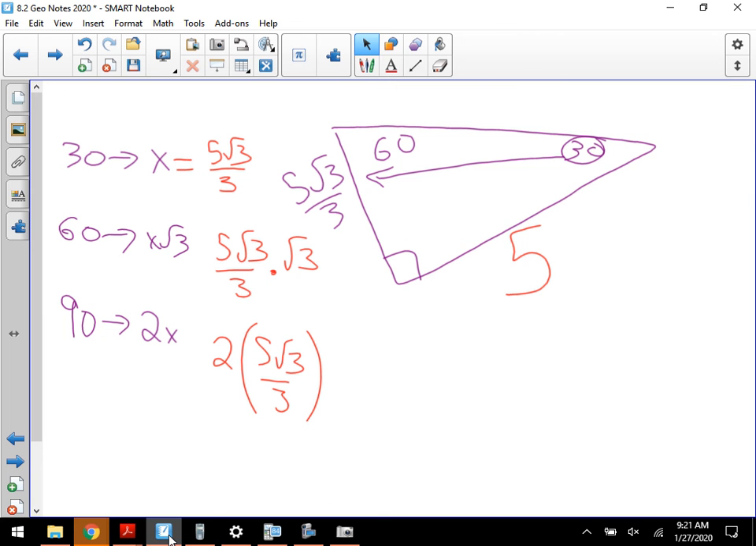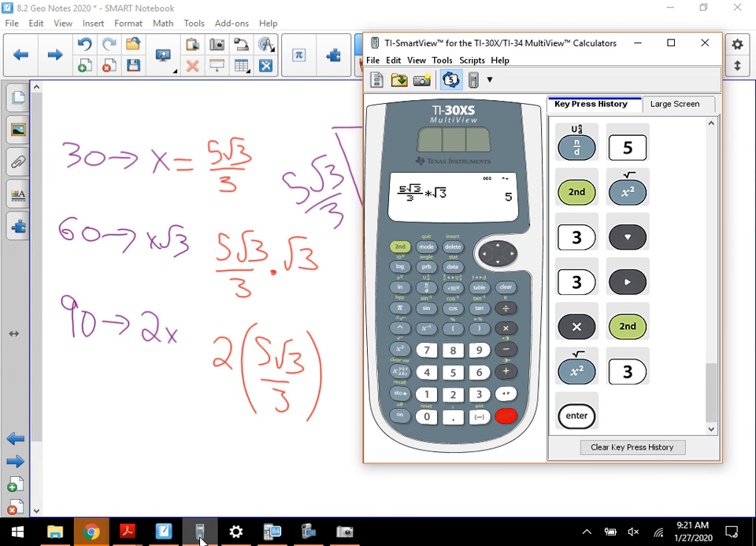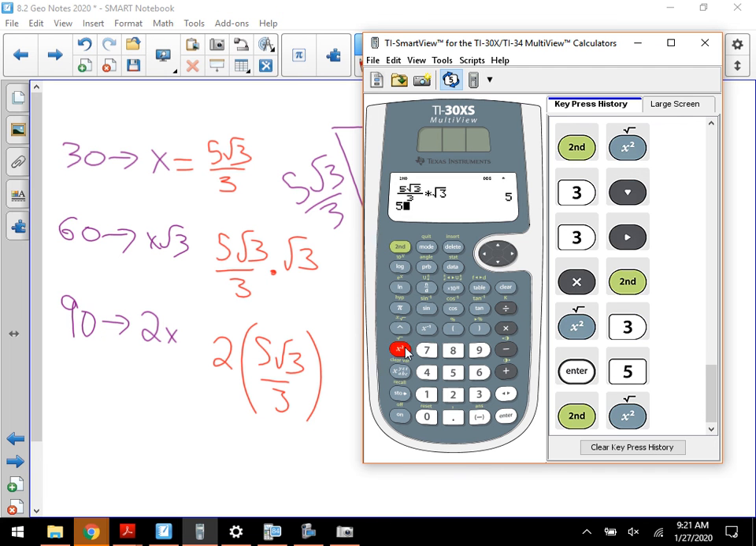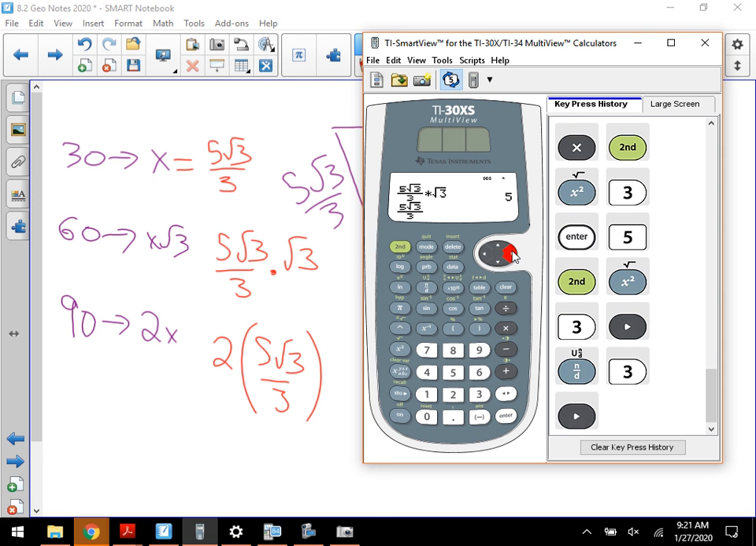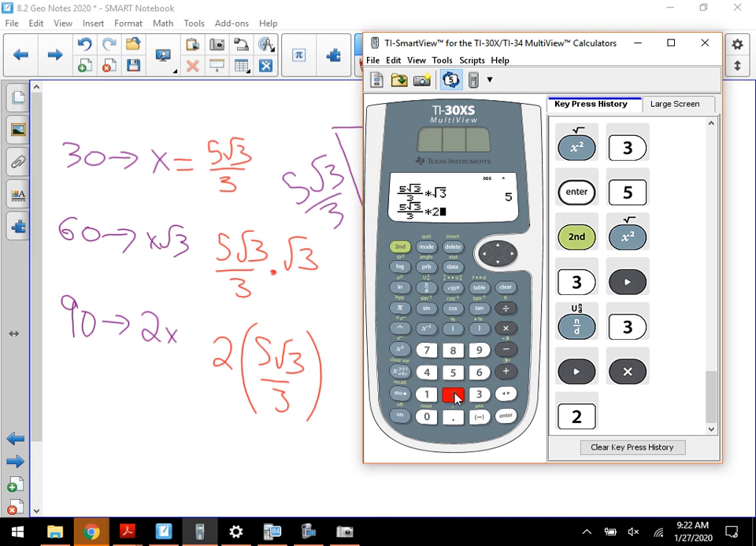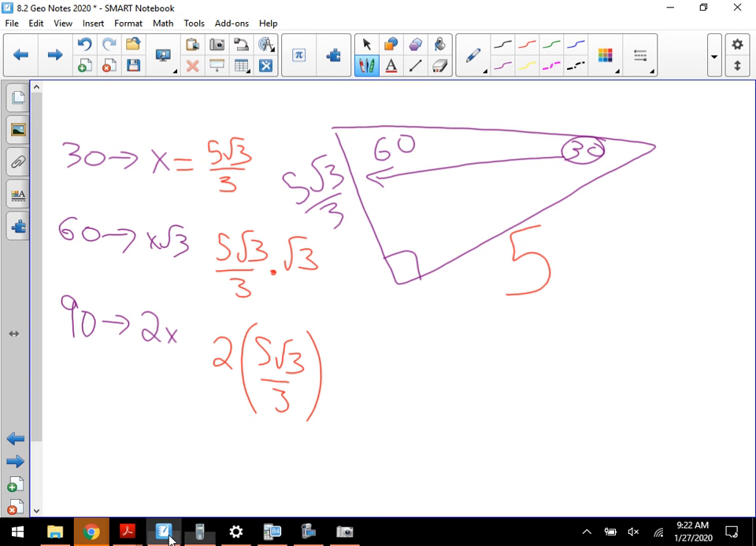I do the same thing for across from the 90. 5 root 3 over 3 times 2. Get it? The answer is 10 root 3. That's the way the patterns of these things are working.